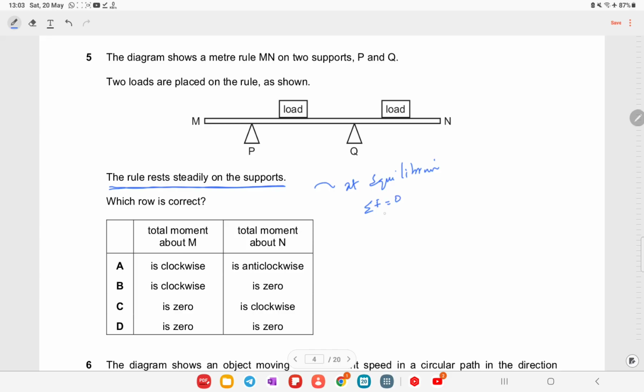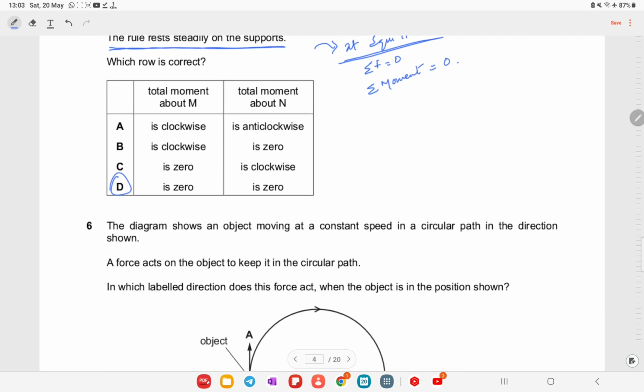Sum of all the forces equals 0, or sum of all the moments must be equal to 0. So total moments about m, this is going to be the right answer, because I have already told you that whenever the object is at equilibrium, the sum of all the forces acting on that object must be equal to 0, or the second condition, the sum of all the moments acting on the object must be equal to 0. So this means the object is at rest, it's in equilibrium, so the moment will be equal to 0.